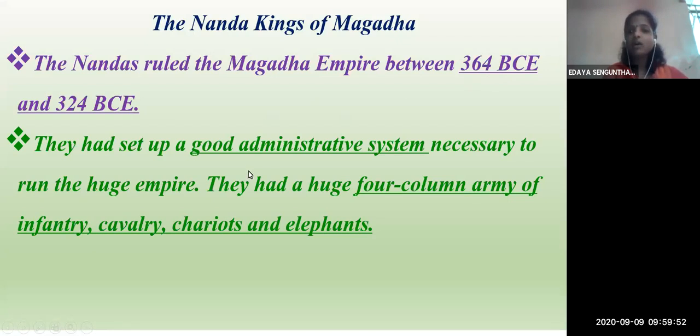They had a good administrative system, necessary to run the huge empire. It was a large area and there was a large population. Population increased, area increased, so they had to set up a good administrative system. Along with that, they had to defend their country. Some foreign country might capture their kingdom as they did with other kings. So they wanted to set up a good defense system too. So they had a huge four-column army, consisting of infantry, cavalry, chariots and elephants. They followed this four-column army system for their defense.